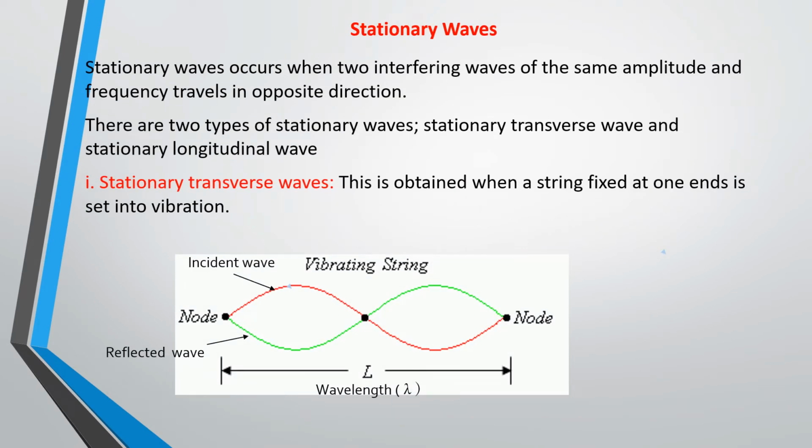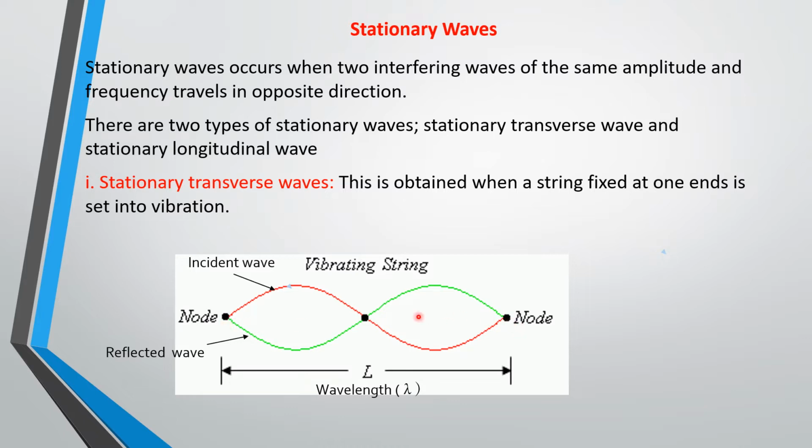So stationary waves. What are stationary waves? Stationary waves occur when two interfering waves of the same amplitude and frequency travel in opposite directions. Just like you have in this diagram. So these are two waves, traveling in opposite directions. But you see that there's a node here and then there's a node here.